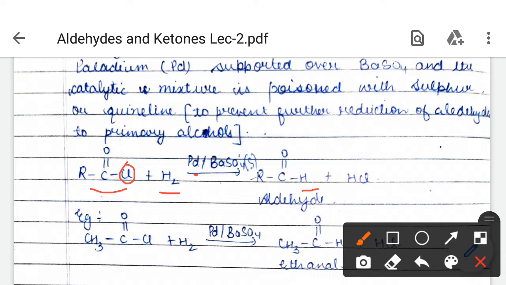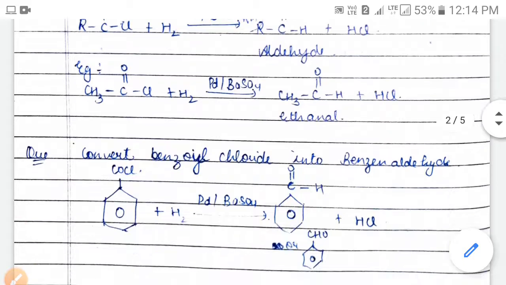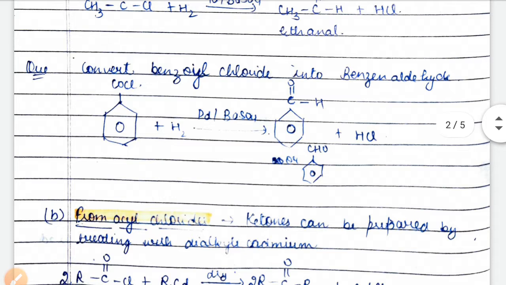If we take a particular example, instead of R, if we replace it with CH3, then it is CH3COCl plus H2 in the presence of palladium spread over barium sulfate, which is poisoned with sulfur or quinoline. We get this aldehyde, and that is ethanal. So it can be asked, convert benzoyl chloride into benzaldehyde. We can easily do this by Rosenmund reduction.